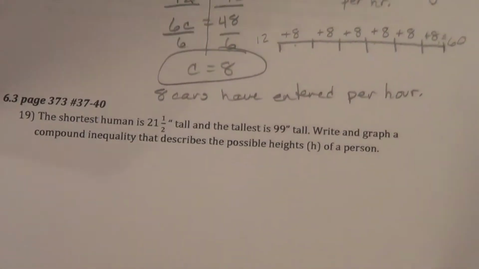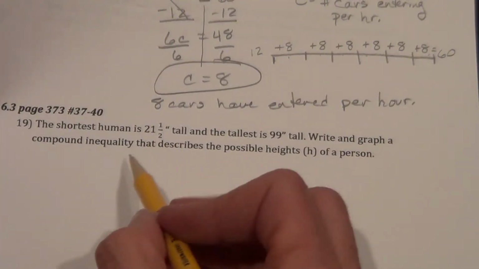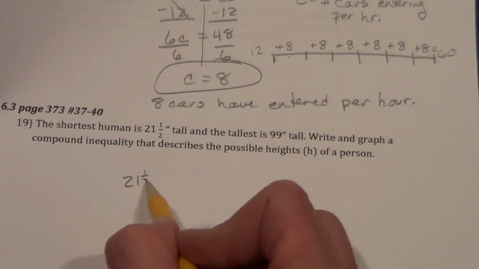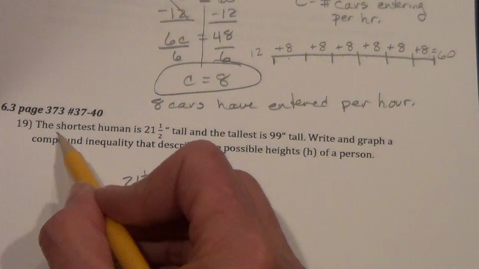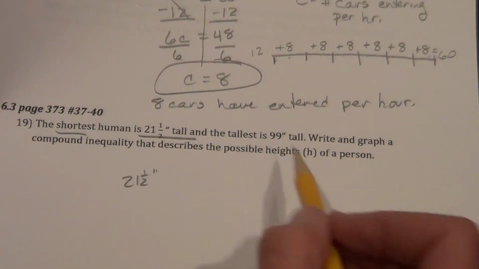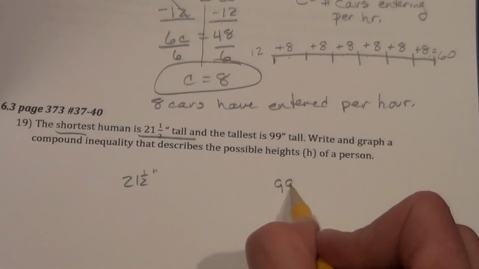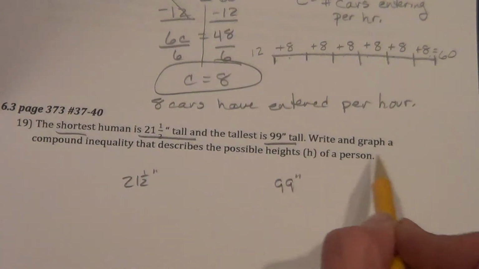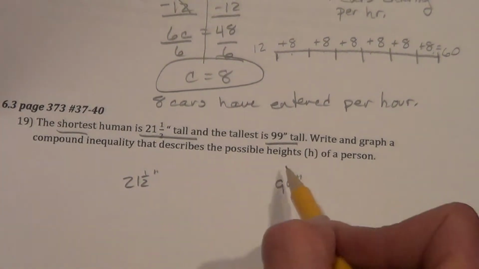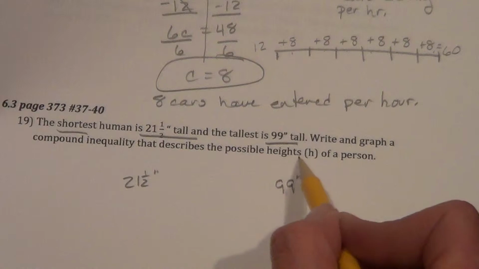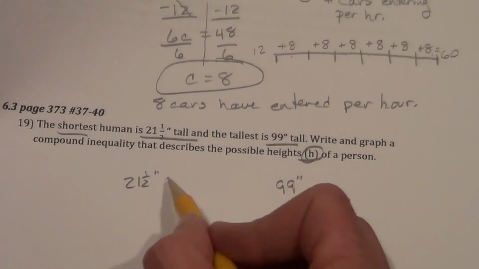Okay, next problem. Shortest human is 21.5 inches tall. That's important information. That's the shortest human. The tallest is 99 inches. That's the tallest. Write and graph a compound inequality that describes the possible heights h of a person.